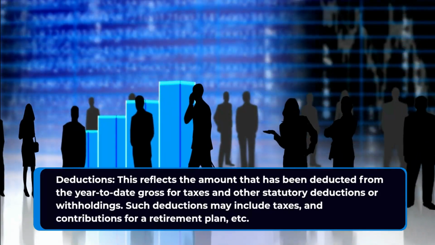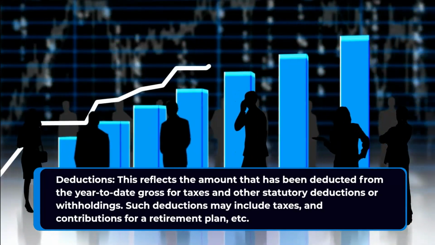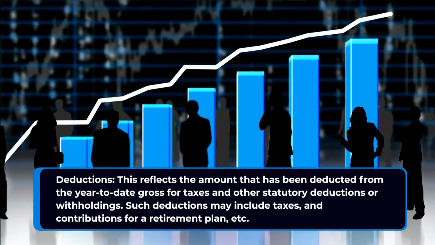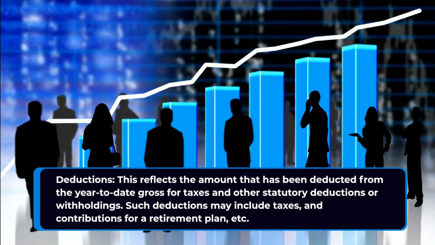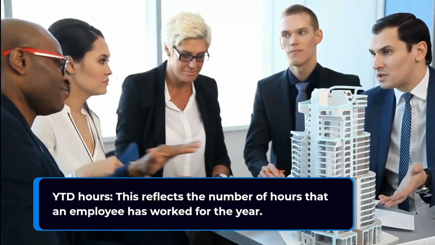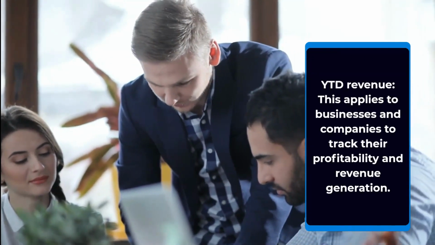Deductions. This reflects the amount that has been deducted from the year-to-date gross for taxes and other statutory deductions or withholdings. Such deductions may include taxes and contributions for a retirement plan, etc. YTD hours. This reflects the number of hours that an employee has worked for the year. YTD revenue. This applies to businesses and companies to track their profitability and revenue generation.